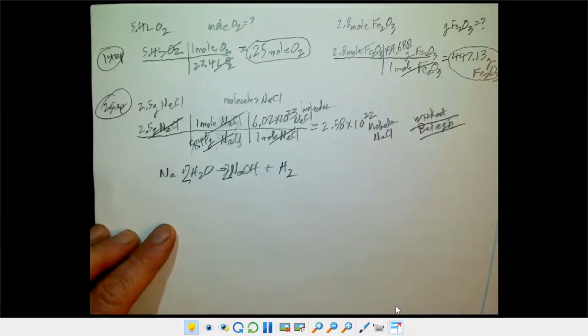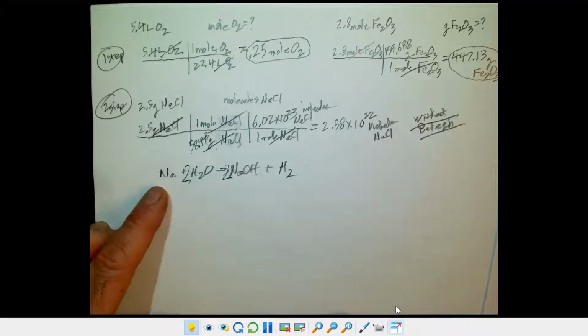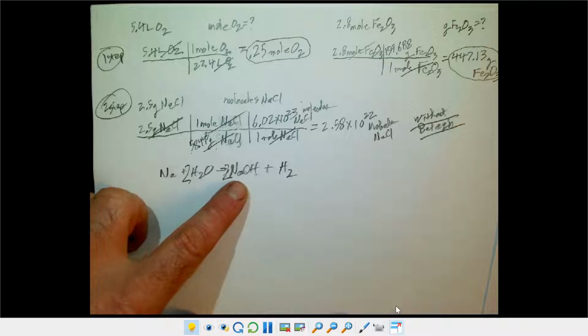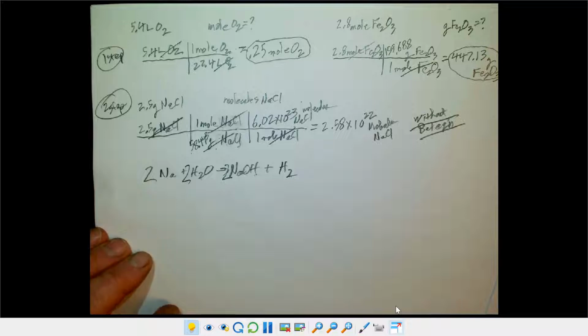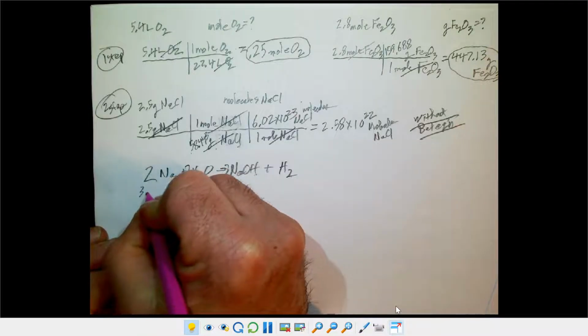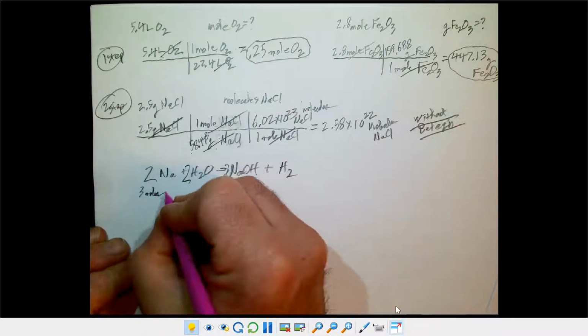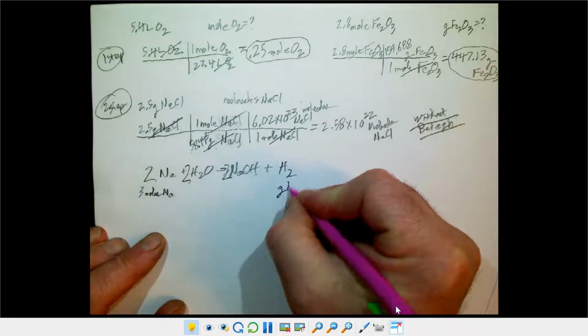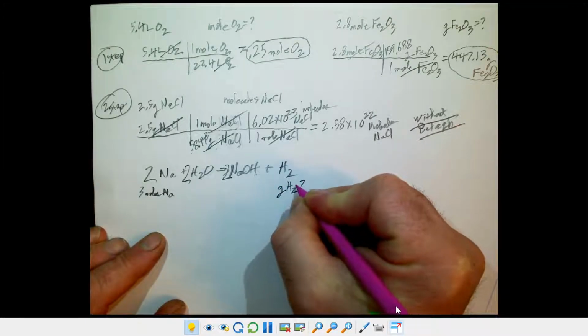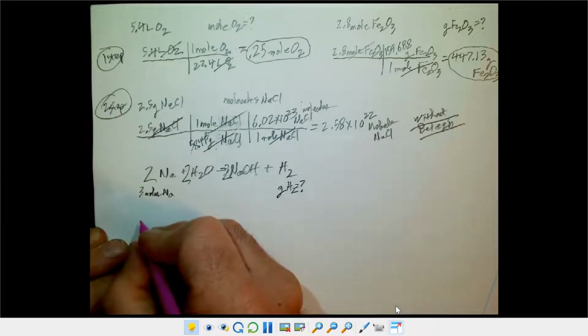I'll put a 2 there. And then I have to fix the Nas because there's 2 Nas here, so I need to put a 2 there. And let's say that they start you off with 3 moles of this Na. And then what they want you to do is turn that into grams of H2 over here. So let's go ahead and give that a shot.